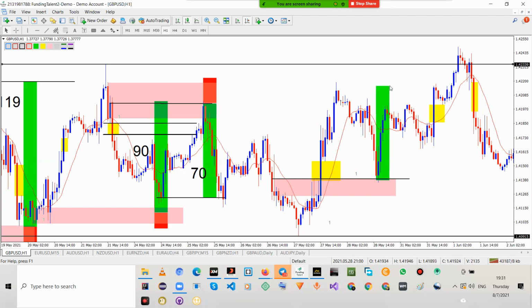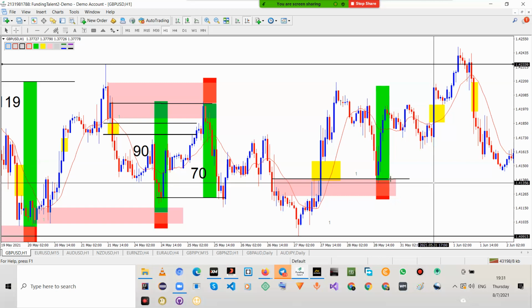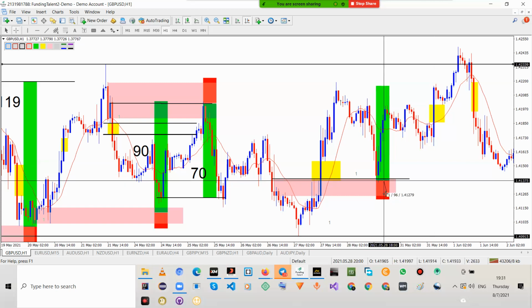Our entry will be from this area, and our stop loss will be right below the breaker body. So guys, you can see how tight these stop losses are. They are really tight, like 14, 15 pips tight, as to 77, probably maybe 80 pips. So you can see the risk reward ratio is really crazy.